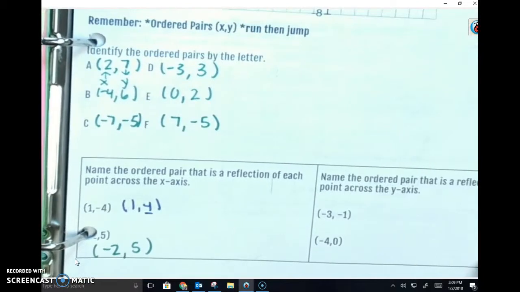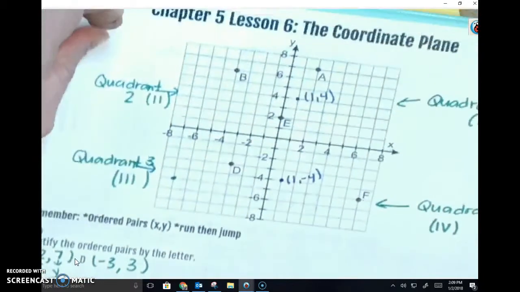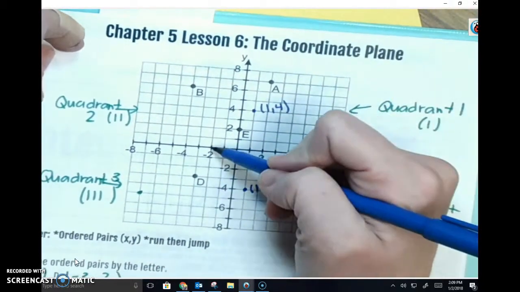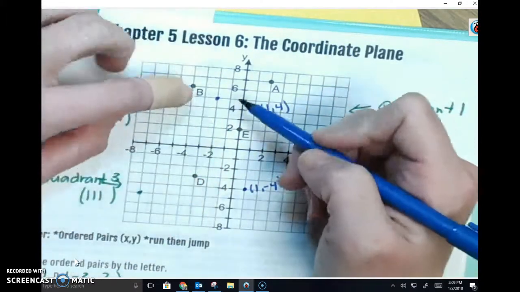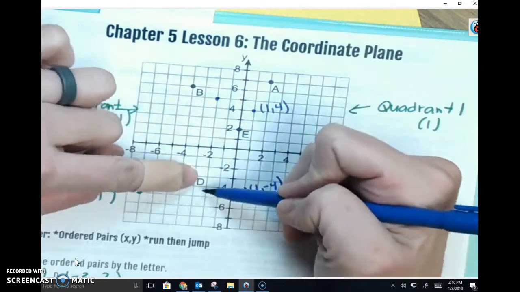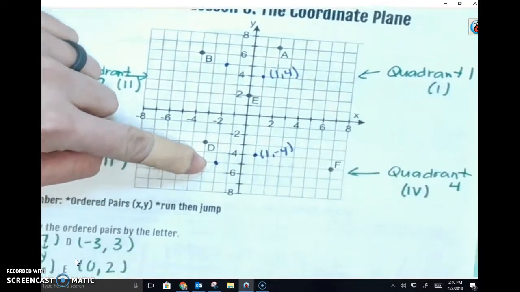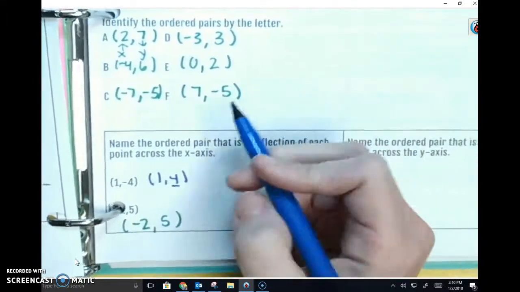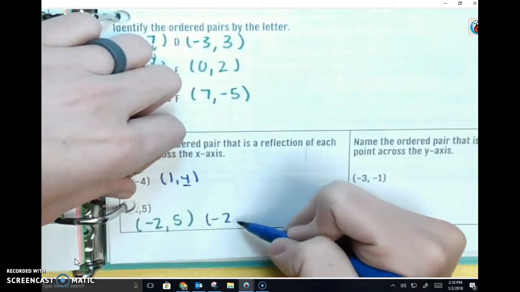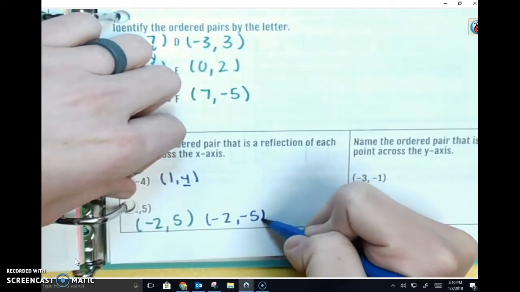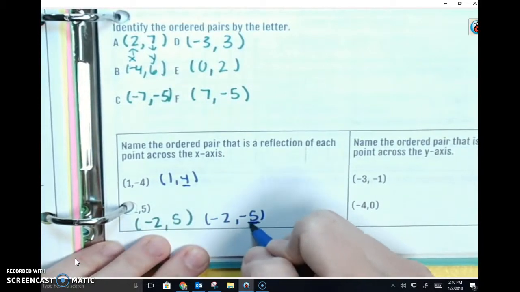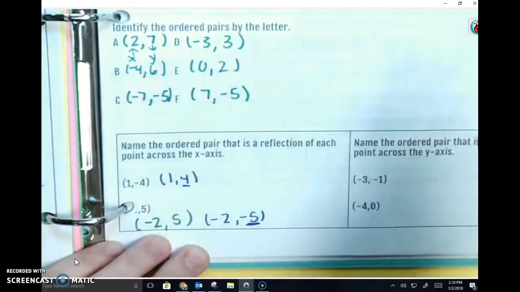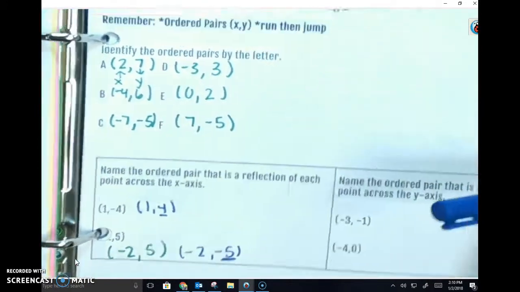Okay, our next one, we have -2, 5. So we're going to find -2, 5. Then we're going to fold across this line. Since I was +5 here, I'm going to go down to -5 here. So we have -2, -5. So when we do the x, the y sign changes. So when we do the y, the x sign will change.